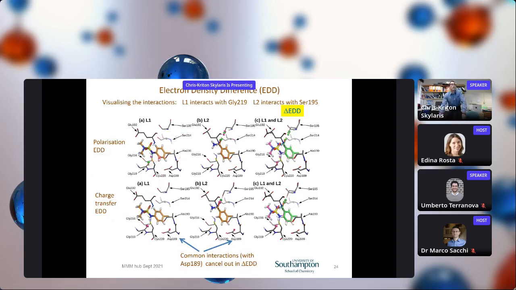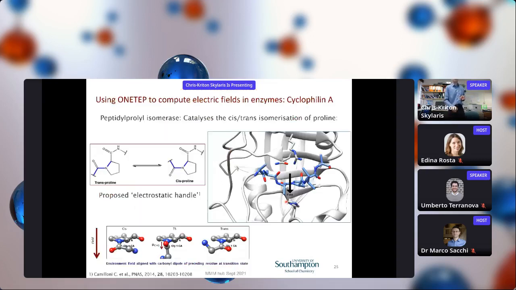You can see where the interactions happen for each ligand, and then you can subtract these two images, if the ligands are similar in terms of their functionalities, and you can see where the main differences are between the ligands: how the ligands interact in a different way when they do the polarization interaction, and then where is the difference between the ligands when they do the charge transfer interaction. So that's one extra thing I want to show you about DFT.